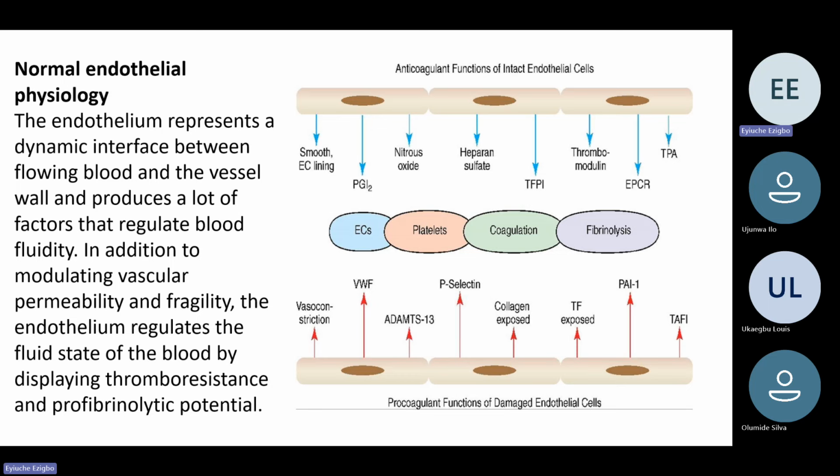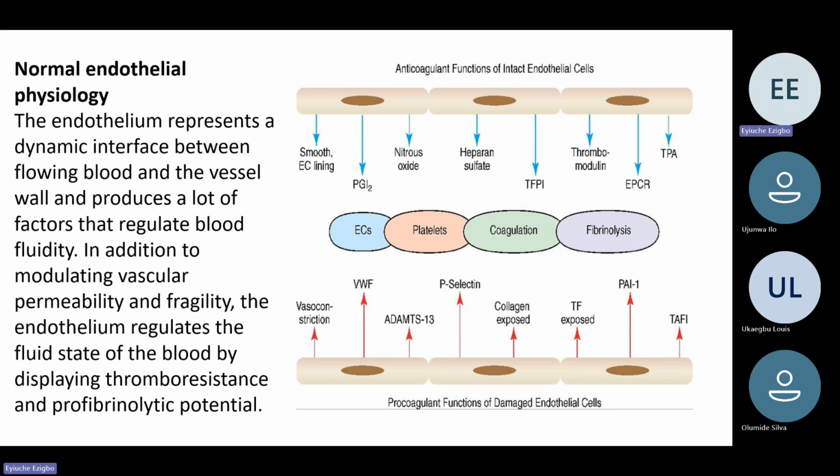Normally, the endothelium represents a dynamic interface between flowing blood and the vessel wall, and produces a lot of factors that regulate blood fluidity. The normal intact vascular endothelium prevents thrombosis. It does not allow the blood to clot by inhibiting platelet aggregation, preventing coagulation activation and propagation, and enhancing fibrinolysis.